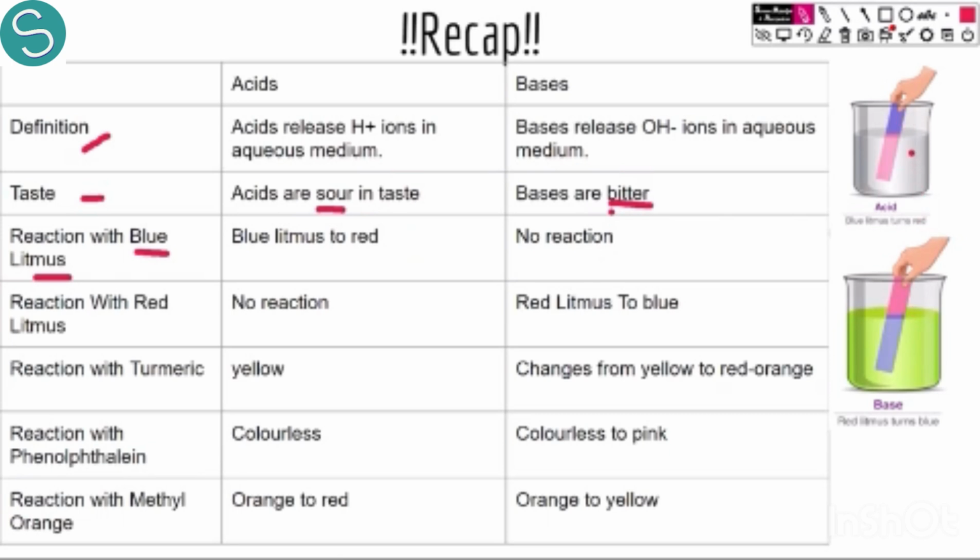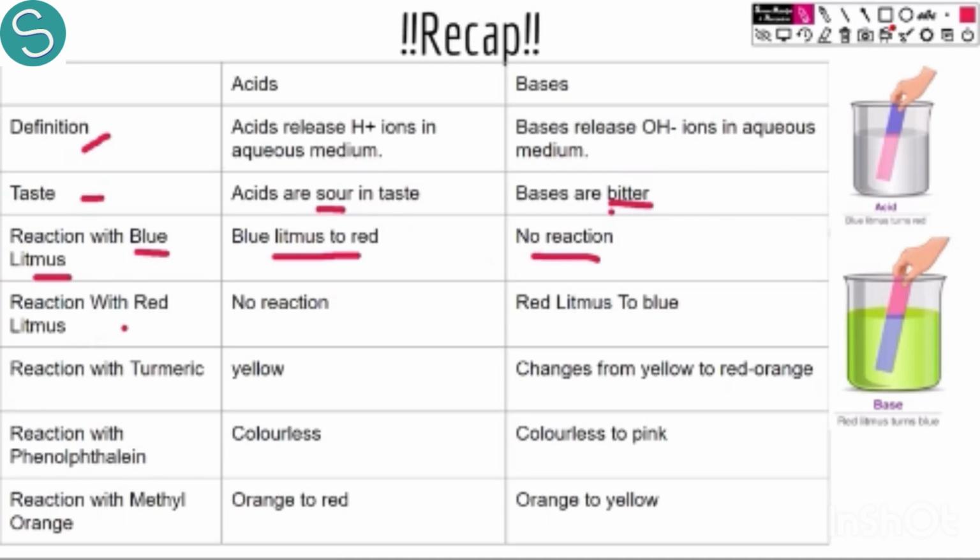So whenever we dip a litmus paper into a solution, it either changes its color or it remains the same. So whenever we dip a blue litmus paper into an acid, it changes to red. Here you can see we have a blue litmus paper, we have dipped it into an acid and it has changed its color. But when we dip a blue litmus paper into a base, it does not show any reaction. So this is how we can identify whether a sample is acidic or basic.